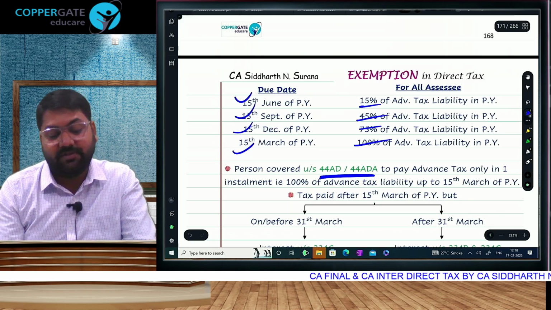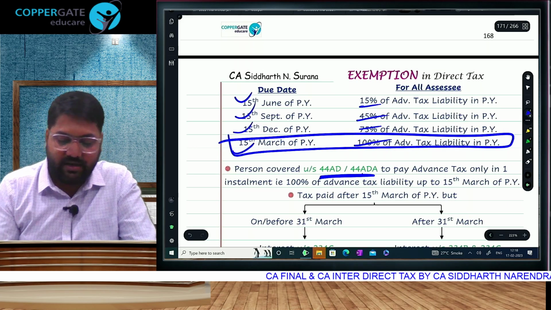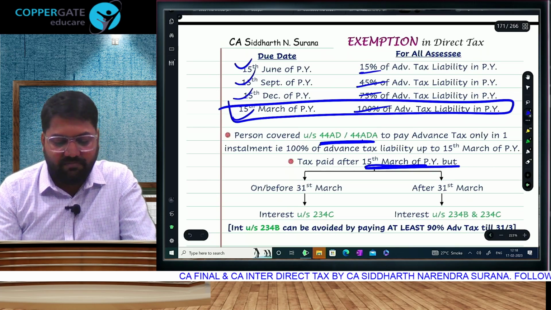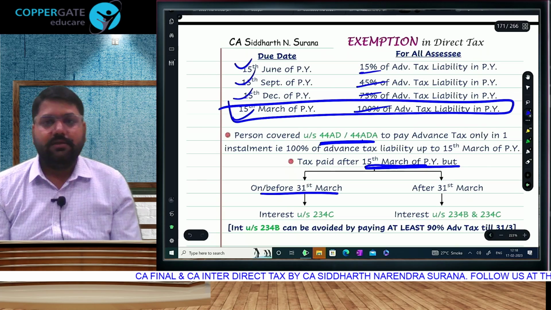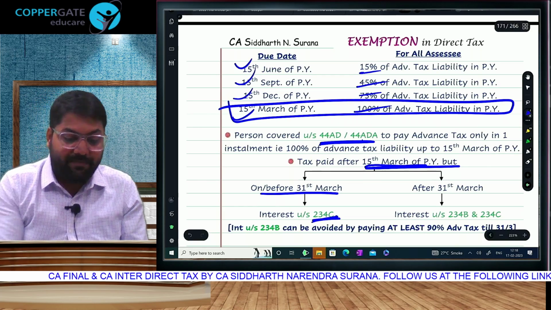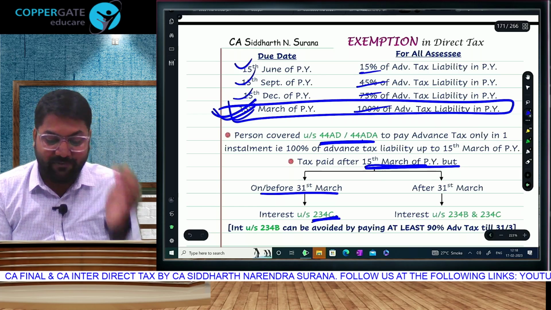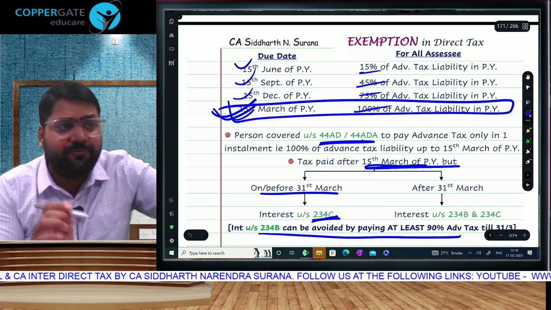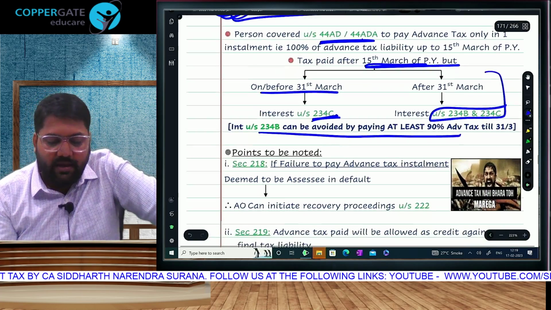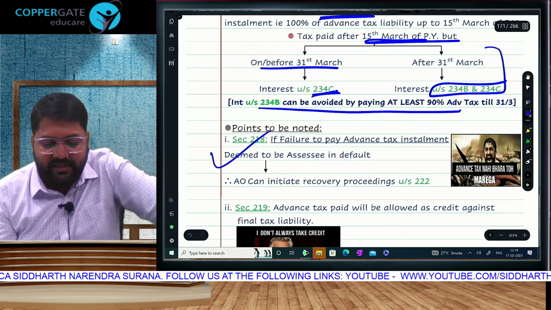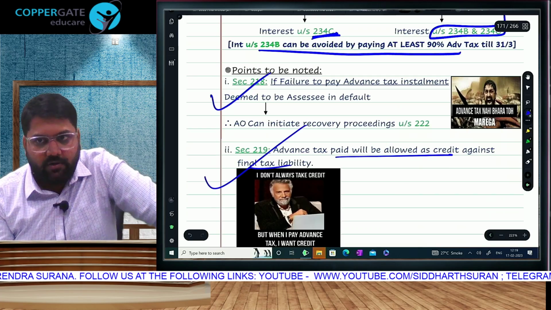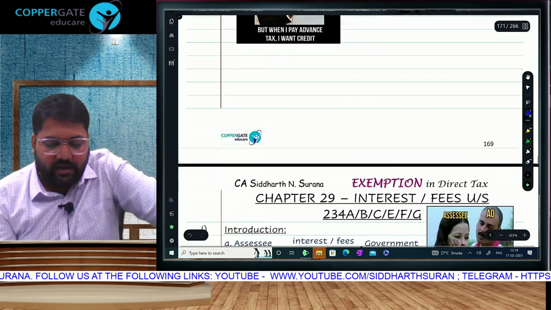But anybody covered under presumptive taxation, only the last installment of 15th March is going to be applicable. Only the last installment. Any tax paid after 15th March will also be treated as advance tax if paid up to 31st March. 234C will apply because you missed the last due date, but you can save 234B if you pay at least 90% till 31st March. And if you don't pay that, then 234B and C both will be applicable. If you fail to pay, obviously the assessee is deemed to be in default, and needless to say, you are going to get credit of any advance tax paid.